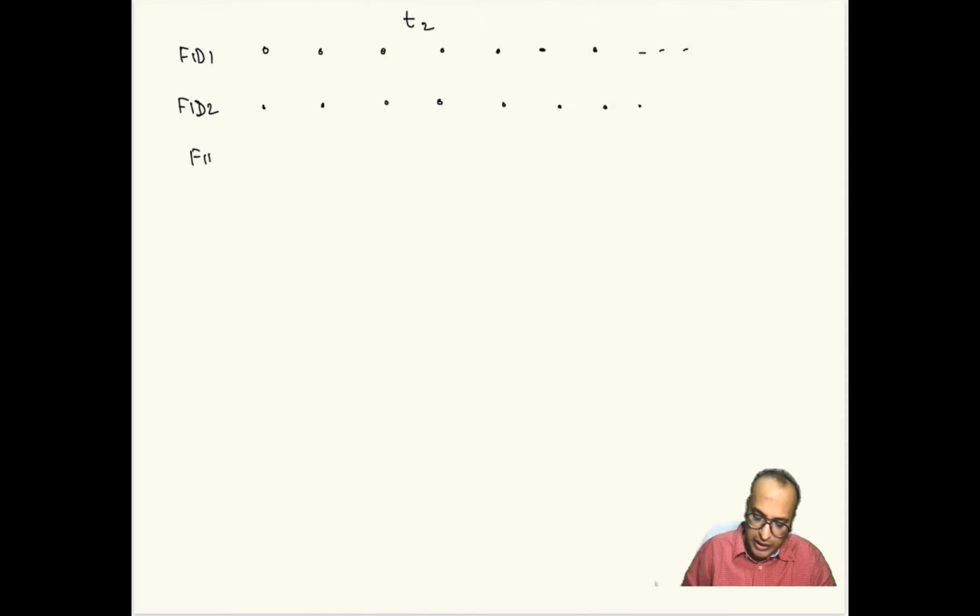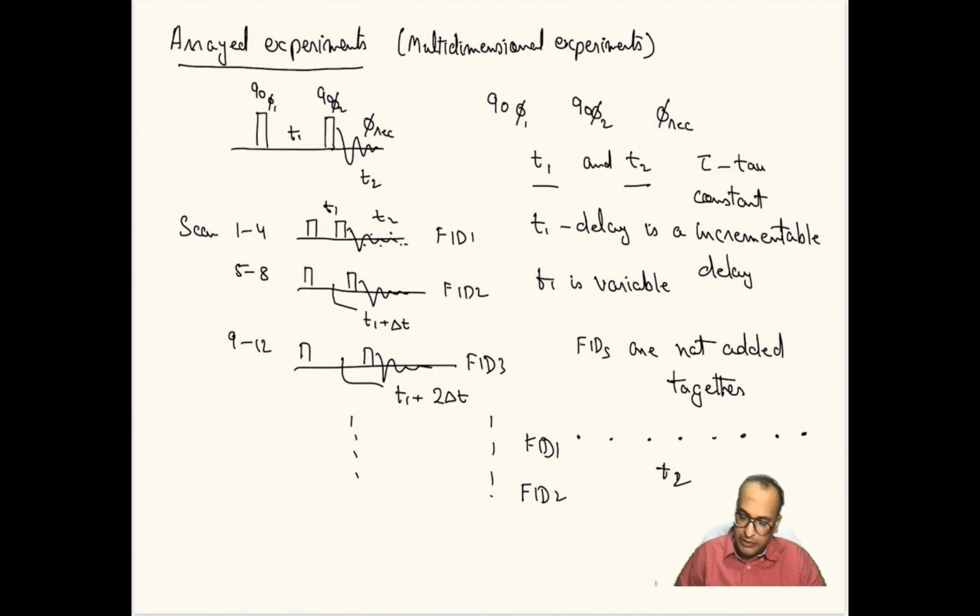Similarly, FID3 forms a third set of numbers. All these sets of numbers are different because the evolution time is different. In the first FID the evolution time is T1, in the second FID it is T1 plus delta T, and in the third FID it is T1 plus 2 delta T. So the magnetization at the end of the delay, the density operator, is different in each case, right?